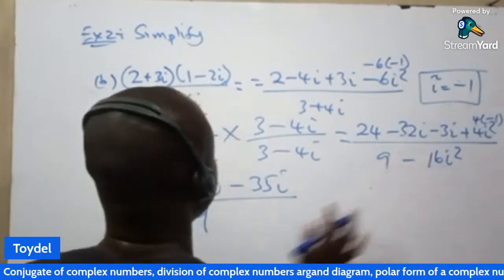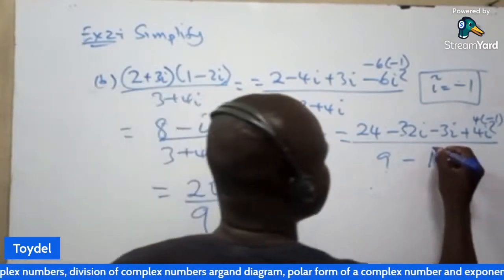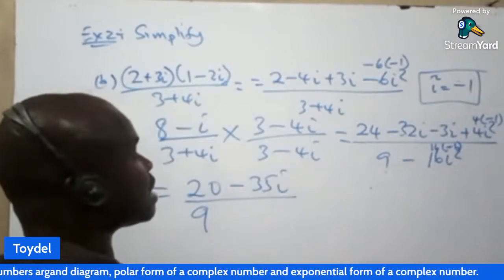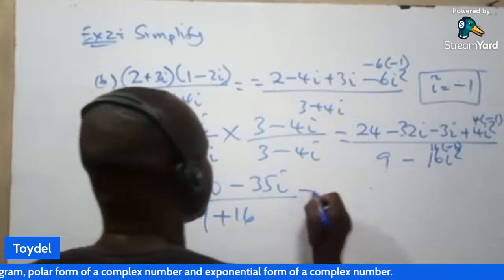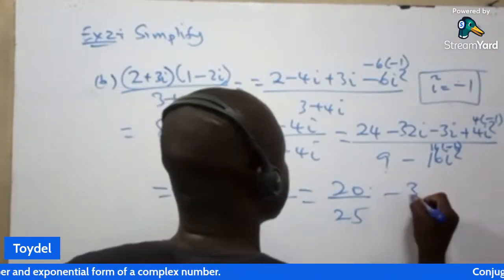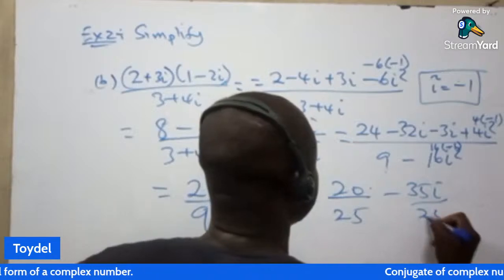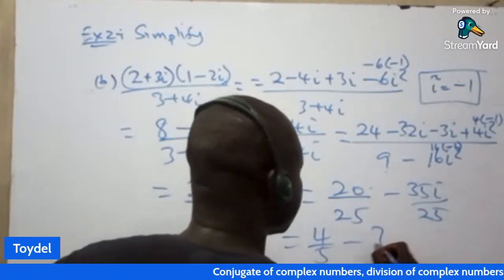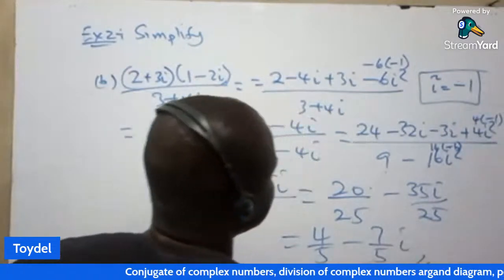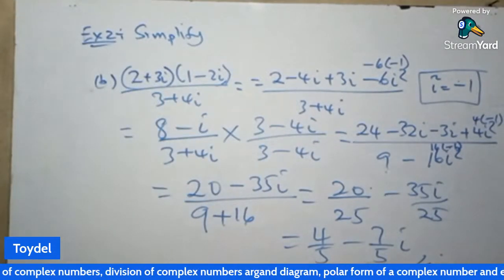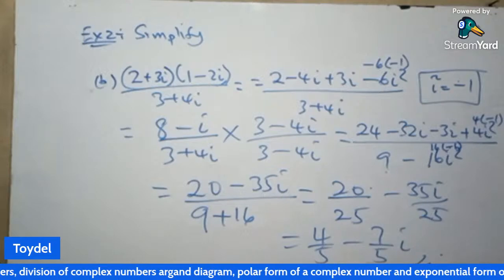3 squared is 9. I'm going to have 9. Then i squared, this will be 16 times (-1). Minus times minus is plus, so I will have plus 16. So finally, I'm going to have 20 all over 25 minus 35i all over 25. So I can reduce this to 4/5 minus 7/5 i. And that's what we are going to get. So under division of complex numbers, we should know that.